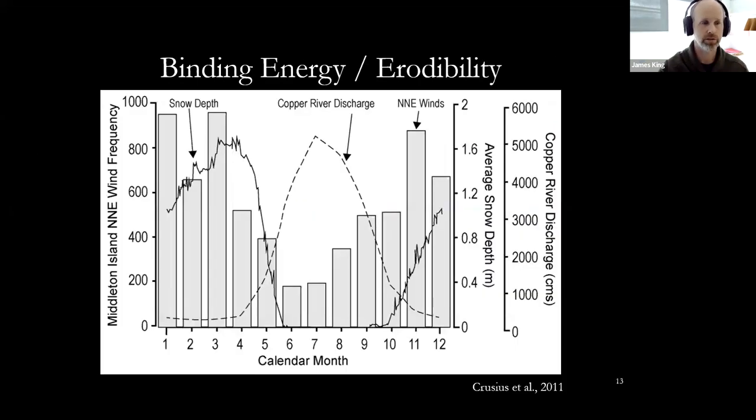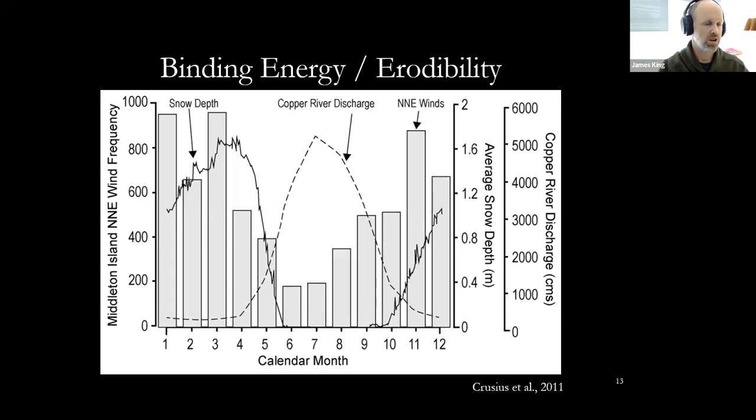On the erodibility side, I mentioned some of these things, and I'm just giving these examples to say that my group's not the first that's looked at this. So this is John Crusius et al., that looked at the Copper River in Alaska. Here we can see a really good example of the winds in a bar graph behind the river discharge in the dashed line and the snow depth in the solid line over a series of months.